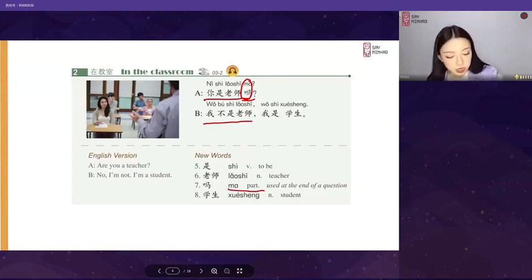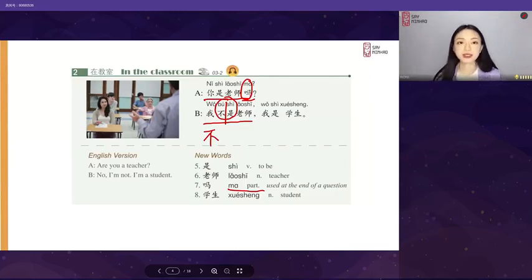我不是老师. Pay attention to this one. 不是. We learned 是. But we didn't know what is 不是. 不. Anybody still remember what we learned in last lesson? It actually is 不. 我不. It means no. It is a negative adverb. And because it is before the fourth tone syllable, 是, 不 changed its tone into second tone. So it becomes 不是. And 不是 is the negative form of 是.